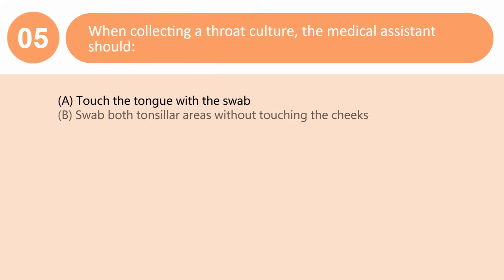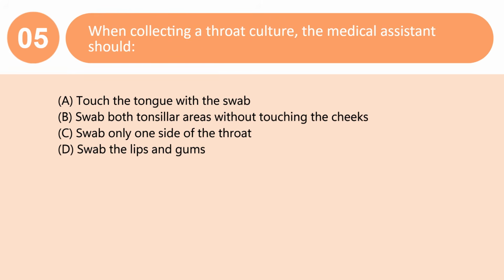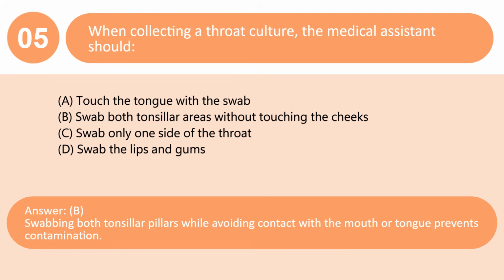When collecting a throat culture, the medical assistant should A. Touch the tongue with the swab. B. Swab both tonsillar areas without touching the cheeks. C. Swab only one side of the throat. D. Swab the lips and gums. Answer B. Swabbing both tonsillar pillars while avoiding contact with the mouth or tongue prevents contamination.